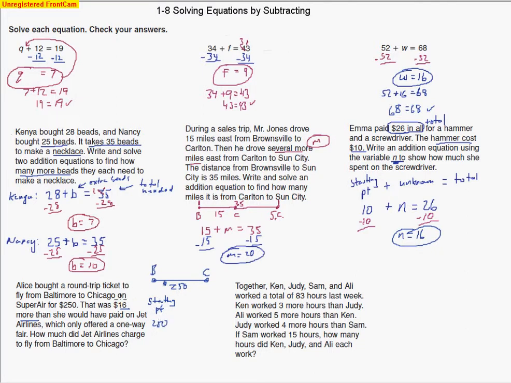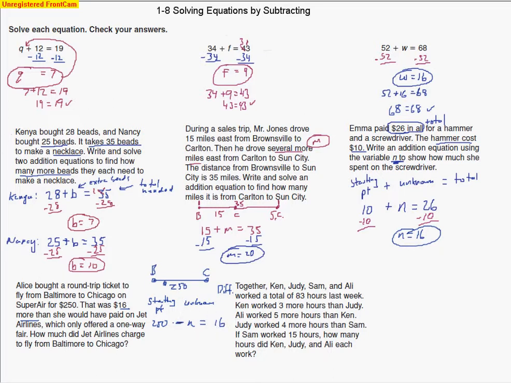But this one's different because they paid $16 more than she would have paid. So we don't know how much she paid. So this is our unknown. But instead of plus the unknown, we're going to take away the unknown. So let's call it n equals not a total, but a difference this time. This one's a little bit different because it's a difference that we're given here, 16. See, on all the others we were given totals. But because we're given a difference, that means we have a subtraction sign between them.